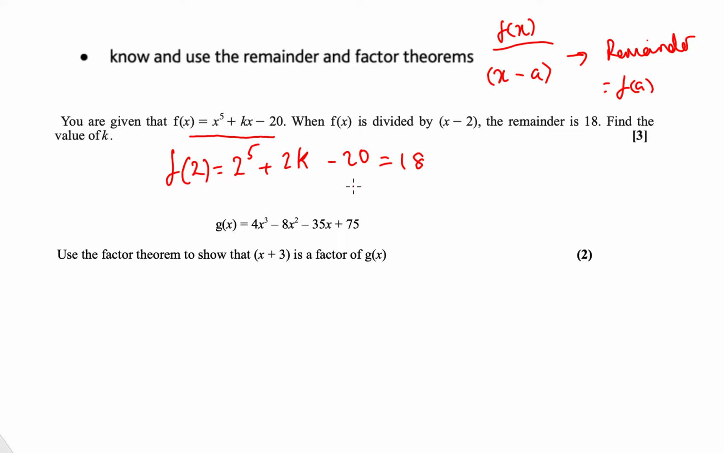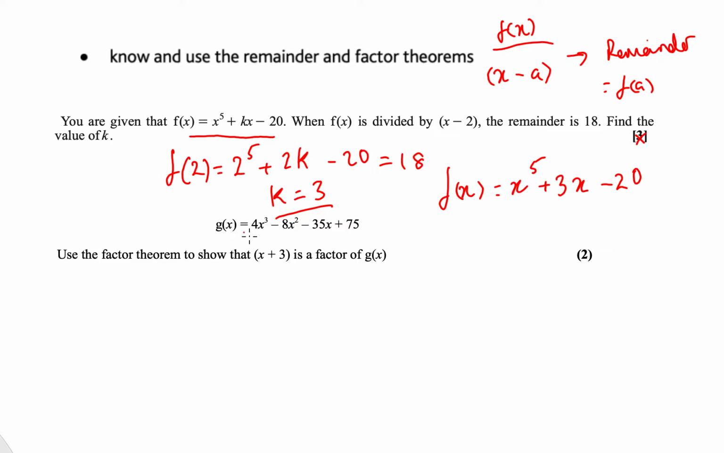And once you solve that, you should see that you get k equal to 3, and it's always good practice to then resubstitute that back in. So we know that f of x is equal to x to the power 5 plus 3x minus 20, and that's it. 3 marks, 3 nice easy marks.